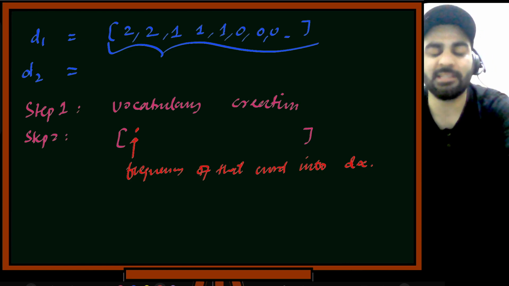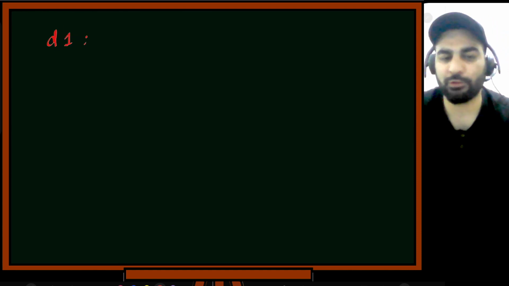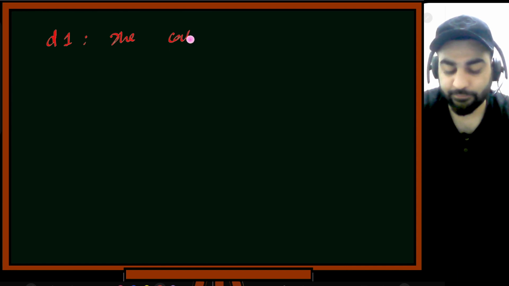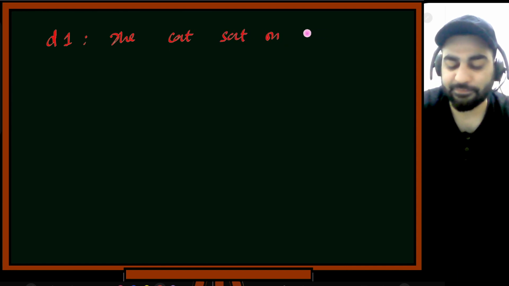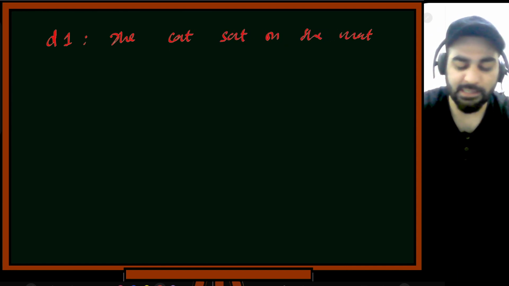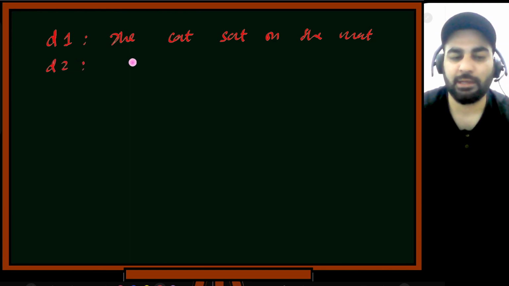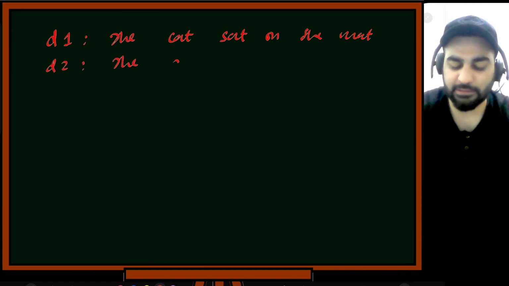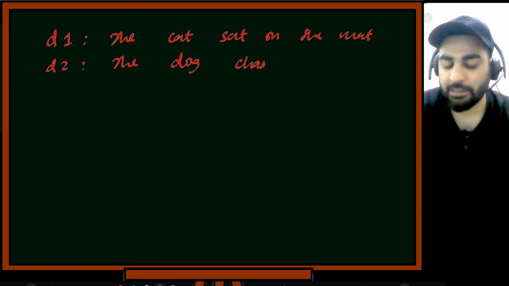Now you can see this is a representation. Now let's take an example. I'll have sentence 1, or maybe document 1, is "The cat sat on the mat." Okay, let's suppose my document 2 is "The dog chased the cat."